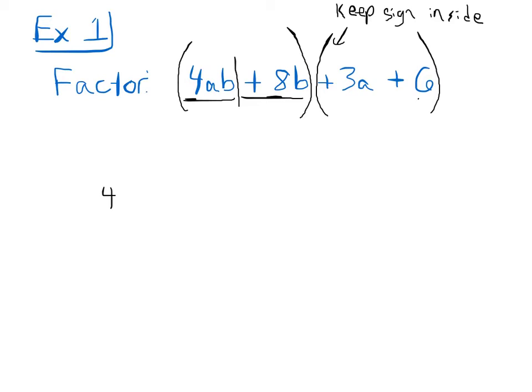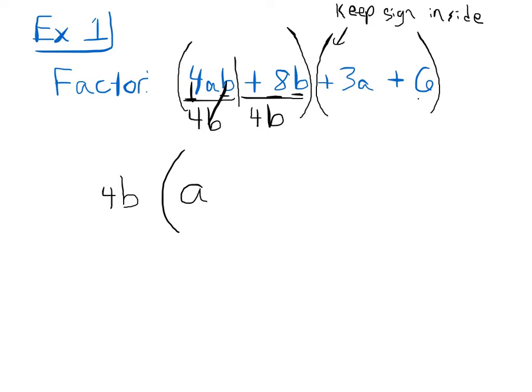Now, do they have any variables in common? And the answer is yes. They both have a b. So I could also factor out a b. So my GCF is 4b. I'm going to factor out of each of these terms a 4b. So 4 divided by 4 is 1, or it just cancels. B over b basically cancels. And what's left is just my a.